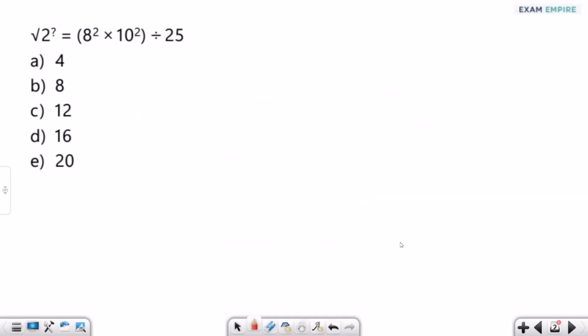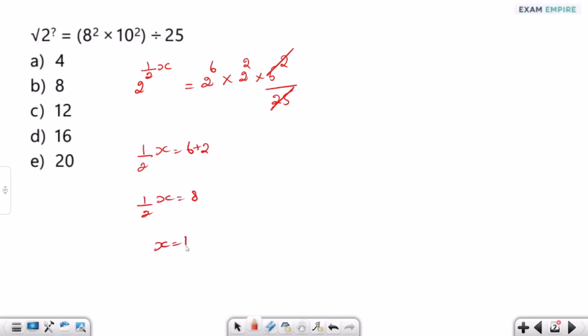Now let's jump to the first one. What is the first question? Root of 2 power x is equal to 8 square into 10 square divided by 25. So how we can write root of 2 power x? We can write it as 2 power 1 by 2x is equal to, how I can write 8 square in terms of 2? You can write it as 2 power 6 into, so 10 square can be written as 2 square into 5 square divided by 25. Anyway, we know 5 square and 25 will get cancelled. So half of x is equal to 6 plus 2, which is 8. So half of x is equal to 8. So value of x will be 16. So answer for this particular question is 16.